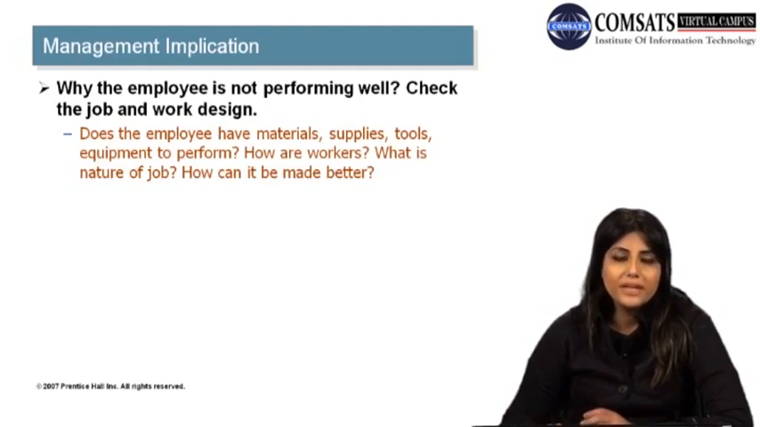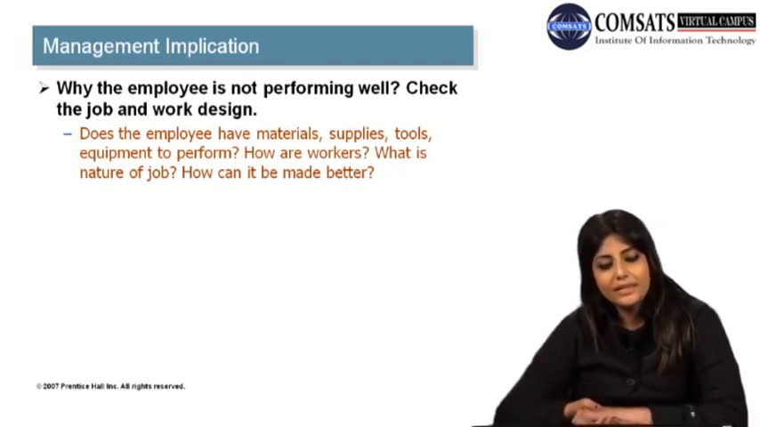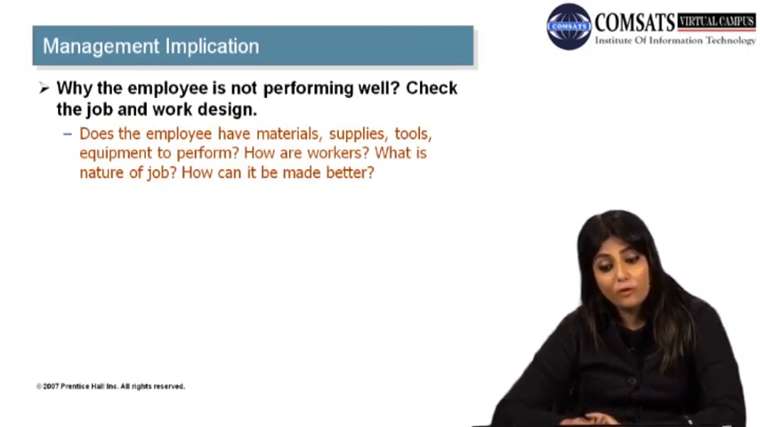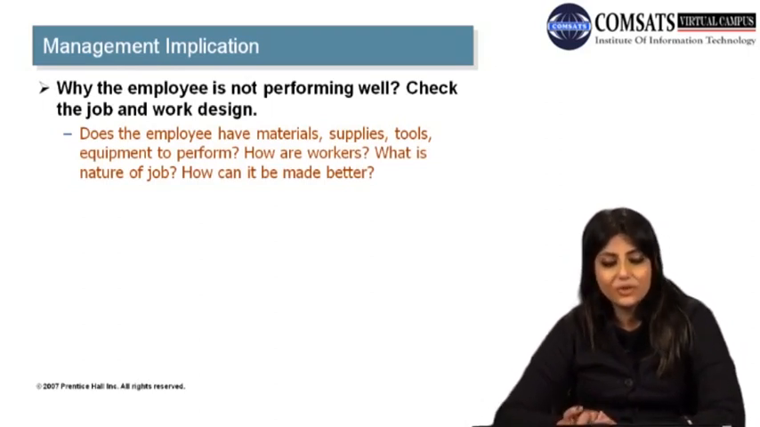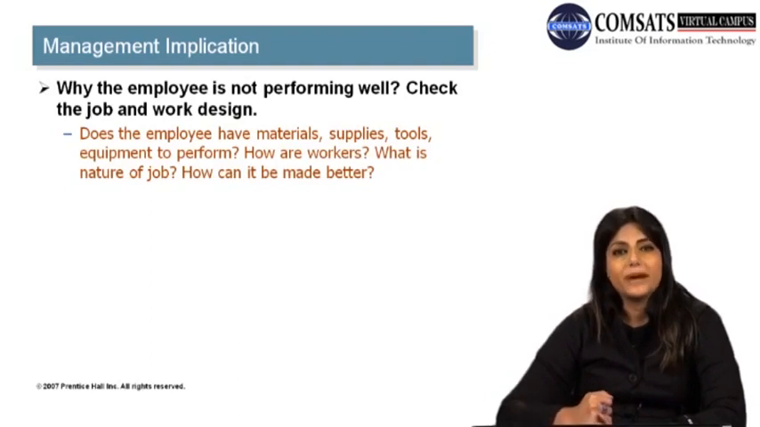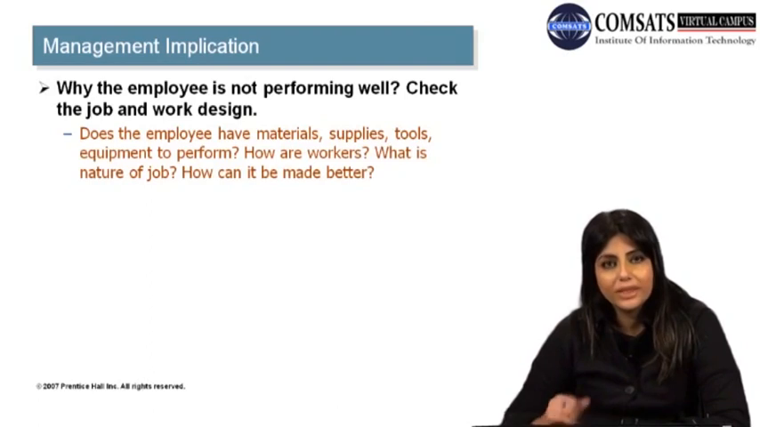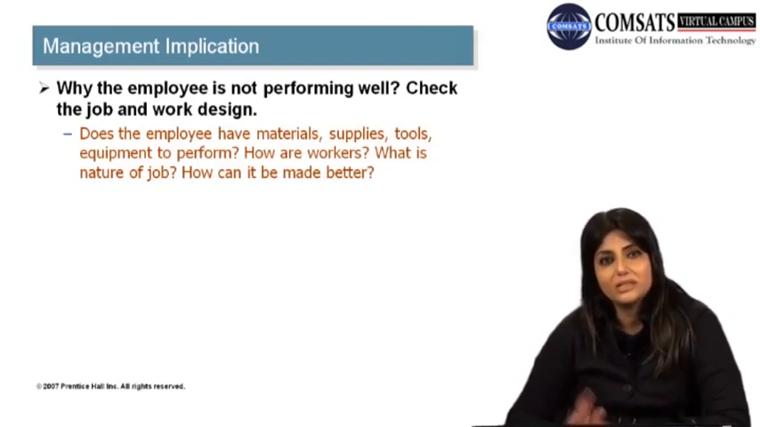So the implications for managers are that when an employee is not doing well, they need to check the job and the work design. Does the employee have the materials, supplies, tools, and equipment to perform? How are the workers? What is the nature of their jobs? And how can it be made better? Right? So these are all the different aspects that managers need to look at when gauging why employee performance is not better.